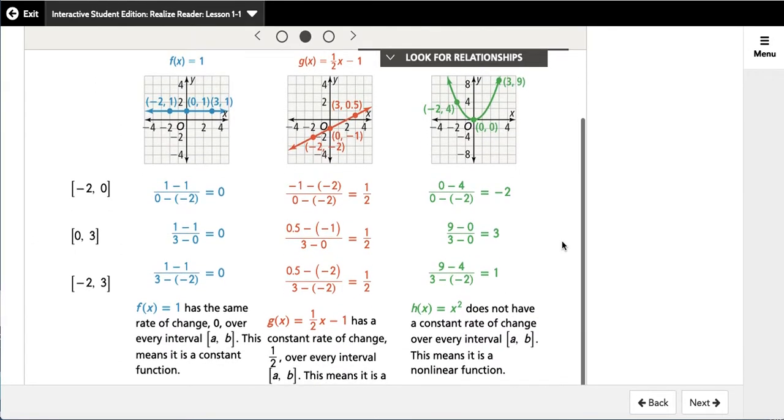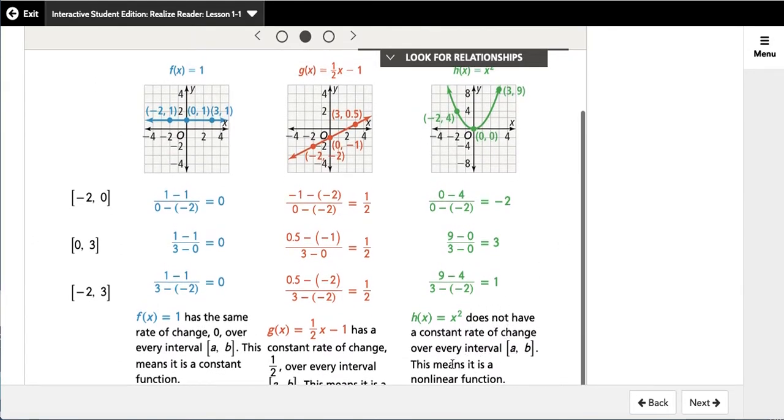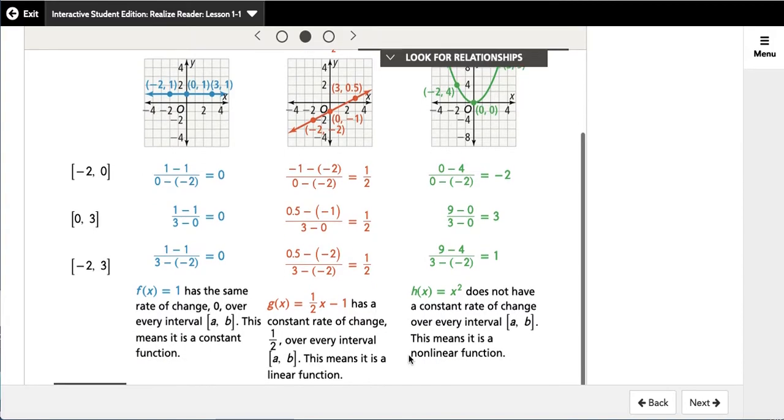So in review, if it doesn't have a constant rate of change, it must be a nonlinear function. If it's a constant value, then it's a linear function. And if it's always zero, it's a constant function.